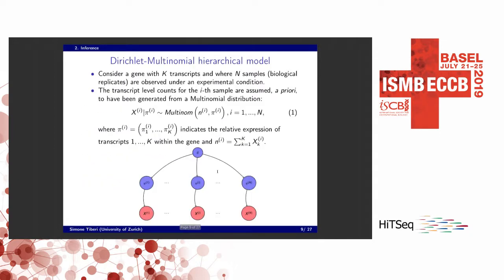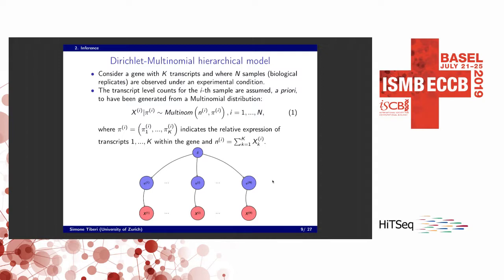So getting a little bit into the model. Take the canonical scenario where you have a gene that you're testing for differential splicing. You have k transcripts for this gene, and you observe n biological replicates, so n samples for a specific experimental condition. So that if you have n_i counts for the ith sample at the gene level, what you assume is that these counts are distributed across your k transcripts according to a multinomial distribution. And this parameter here tells you the relative abundance of the transcripts. So 20% for the first transcript, 30% for the second, and so on.